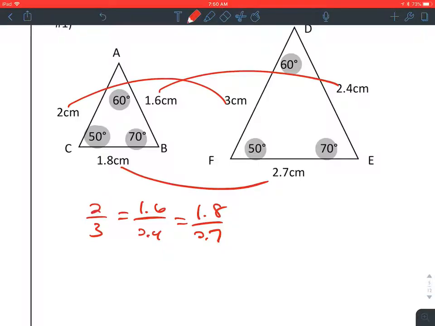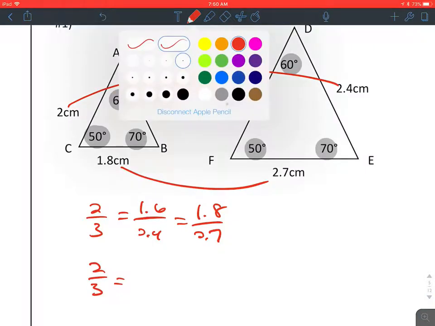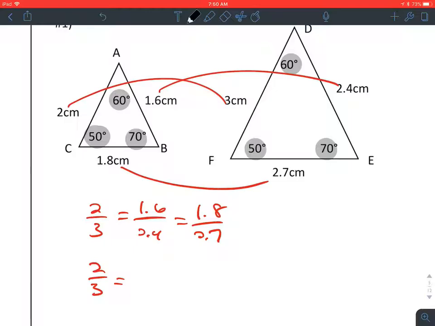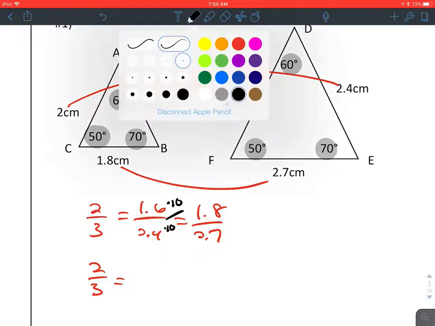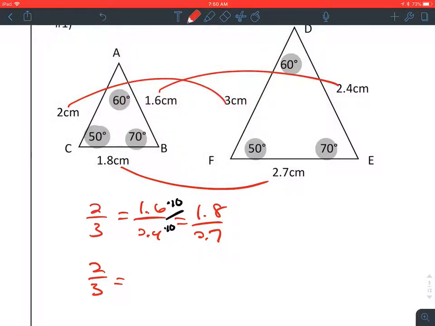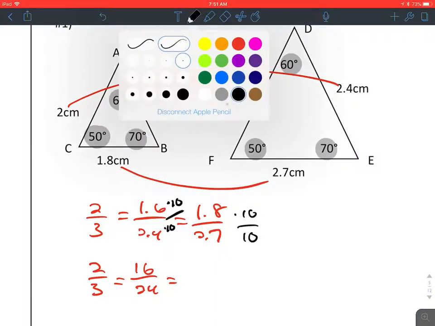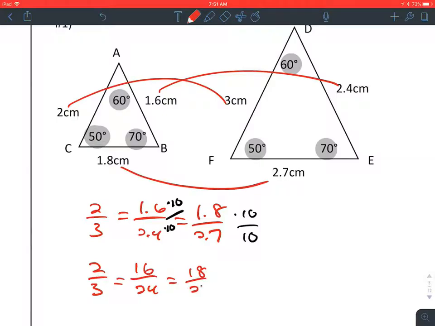I wrote 3 over 3. I should have written 2 over 3. Well, let's reduce each of these fractions. 2/3 is already reduced. Having a decimal in your fraction, not a good idea. I'm going to multiply this middle fraction by 1 in the form of 10 over 10. 10 divided by 10 is 1, so I'm not changing its value. The reason I'm choosing 10, because multiplying by 10 moves the decimal place 1 place to the right, so I'm going to get 16 over 24. I'm going to also multiply the fraction on the right by 1 in the form of 10 over 10. It's going to give me 18 over 27.